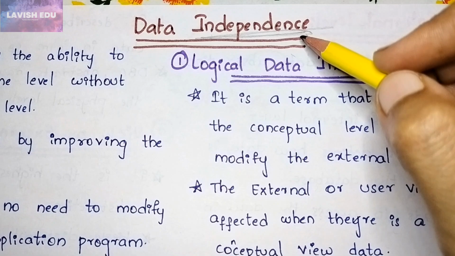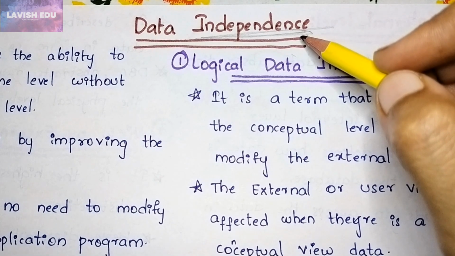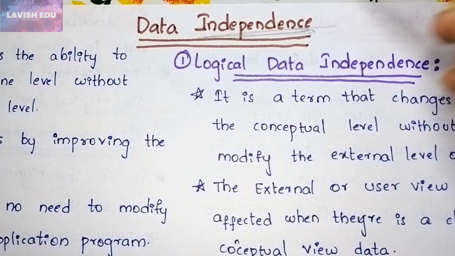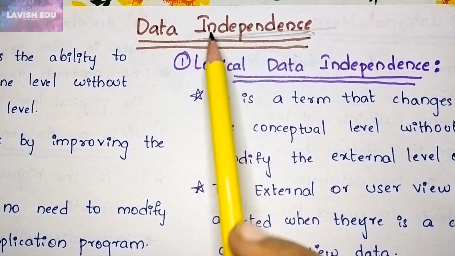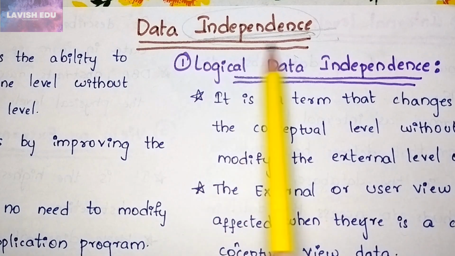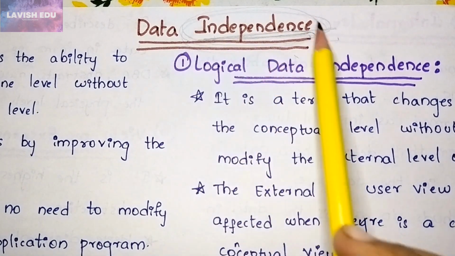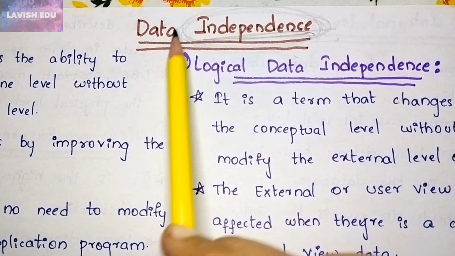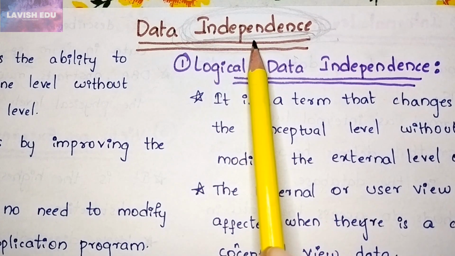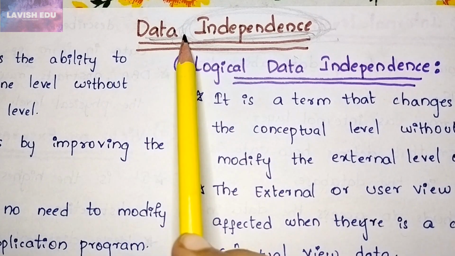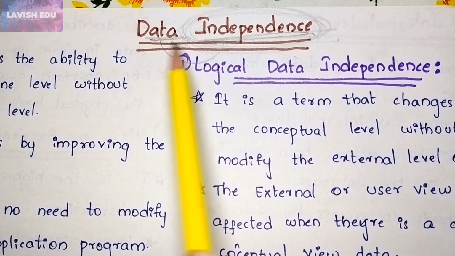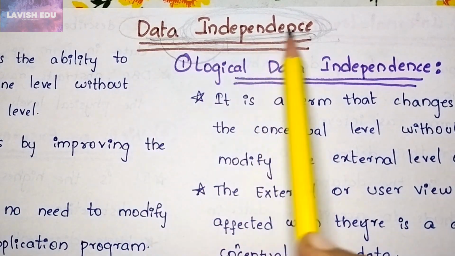And today in this session we are going to discuss the term data independence. Now, first we start with this term. What does independence mean? Independence means without depending on another. What is it that we are not depending on another for? It is data. One data which won't depend on another data is data independence.